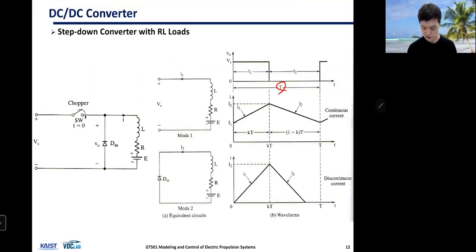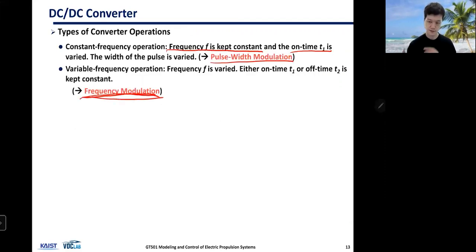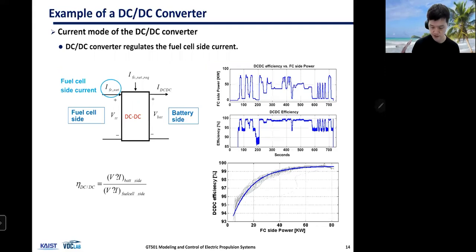So if you fix T1 and then if you change T2, then you're going to change T, total T, big T, and then you're changing the frequency. Okay. And that's called frequency modulation. And those two are used for many converters and motor control. Okay.